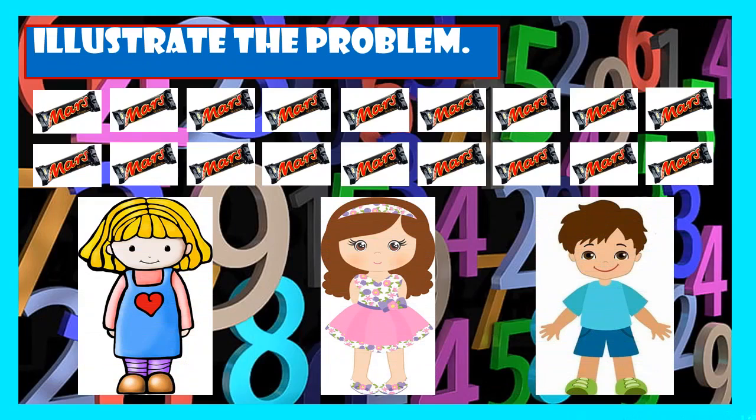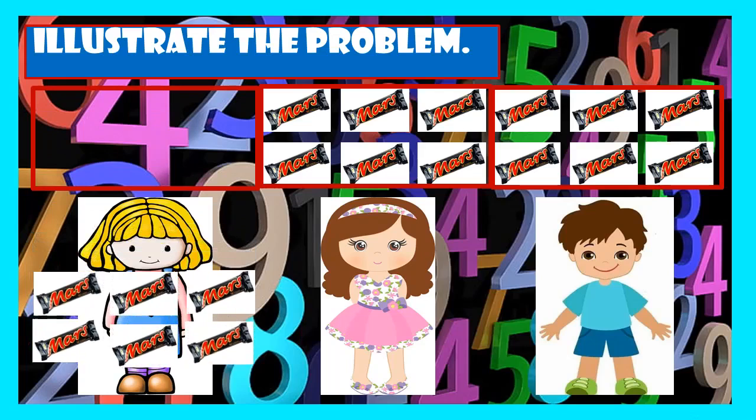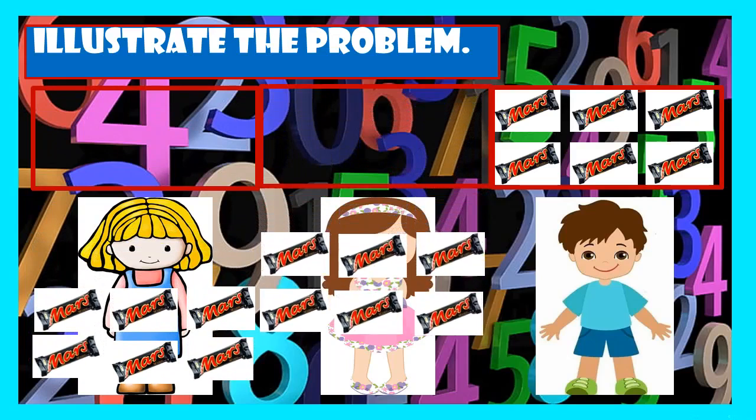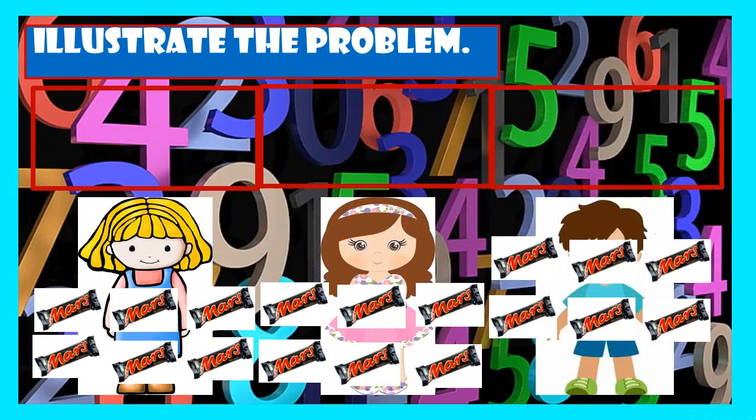So let's divide. So this is 1, this is 2, and this is 3. So how many chocolates are there in each of them? You're correct. There are 6 chocolates. So each of them would receive 6 chocolates.